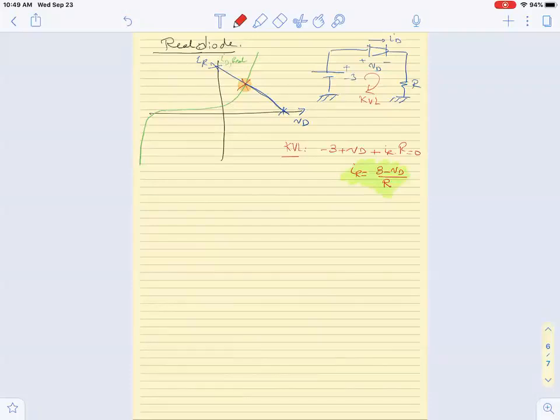So for this example, F1 changed for the diode. So my intersection point solution has now changed. I don't have the capacity to know that I'm going to operate in two regions, and I have a nonlinear equation. I can rely on the graphical method to identify where the solution is, even if I don't want to solve.